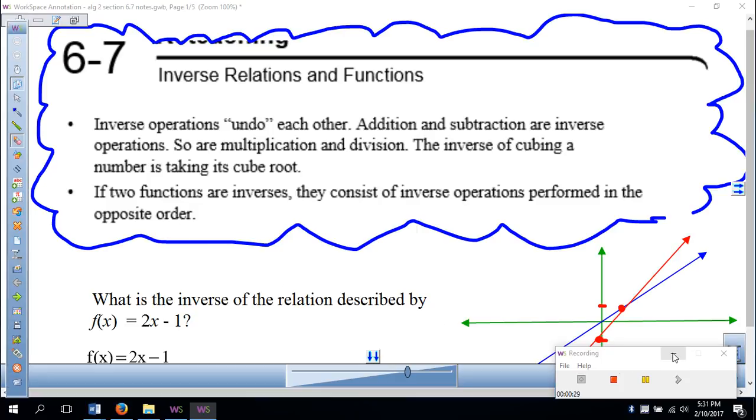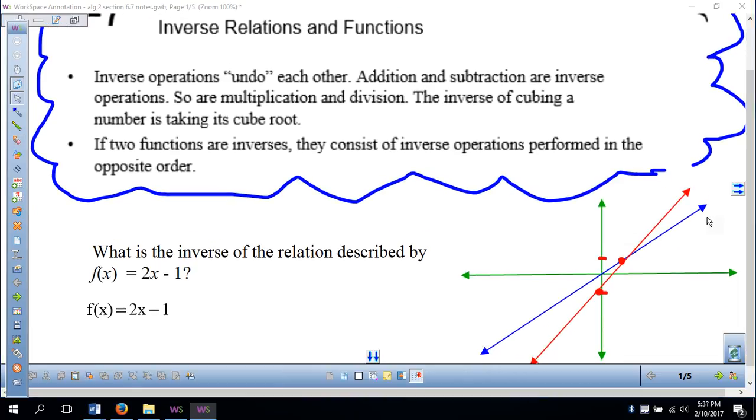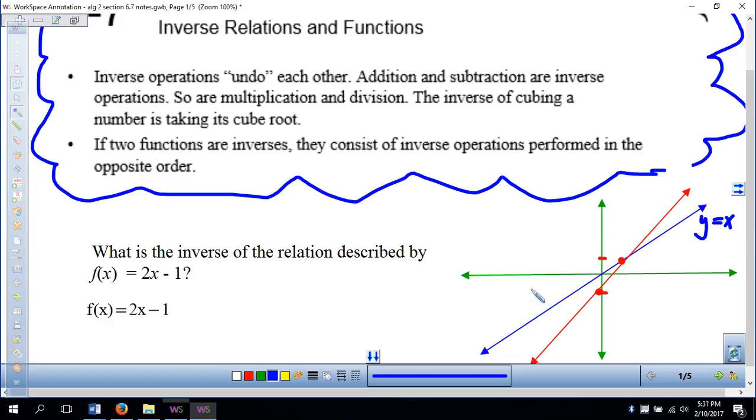So one thing we want to understand is that inverse functions are reflections of each other over the line y equals x. This blue line here is the line y equals x, and the red line is the graph of the function. We have: what is the inverse of the relation described by f of x equals 2x minus 1? So 2x minus 1, we graph minus 1 on the y-axis for the y-intercept. We go up 2 and over 1. So this red line is the line y equals 2x minus 1.